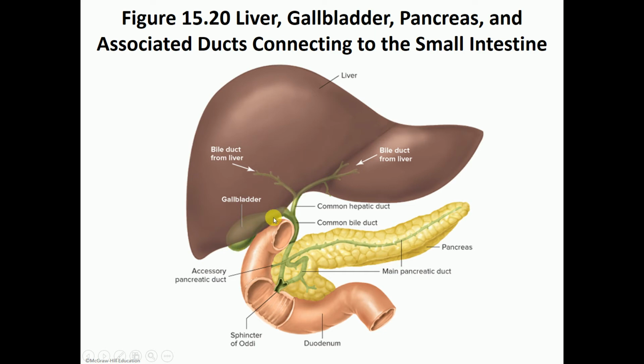Bile will be stored in the gallbladder. It is stored and concentrated there. Bile is really made in the liver cells by the hepatocytes, but it is stored within the gallbladder. When it exits the gallbladder, it goes through that little tiny cystic duct. The cystic duct will then unite with the common hepatic duct to make the common bile duct.